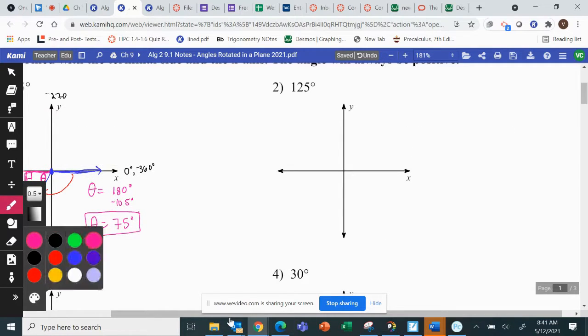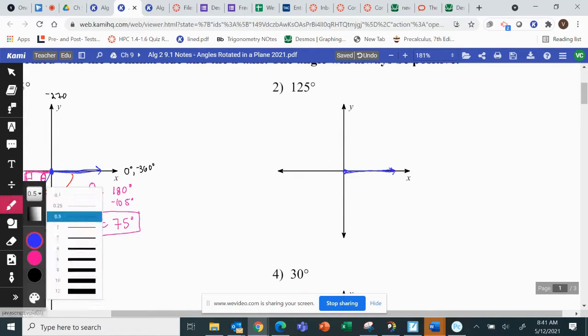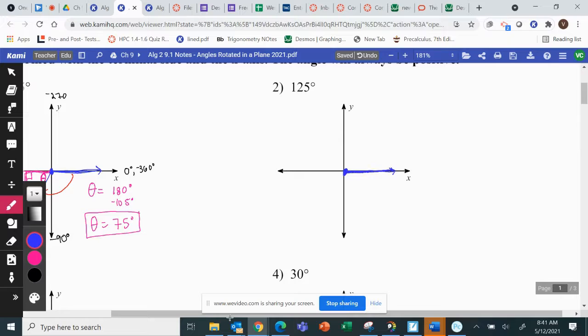All right, so the next one, I'm going to start, and I'm going to look at the angle. Oh, actually, I'm going to put my initial side. Oh, this is thin. That's why I was having trouble. There's my initial side, and then I look at the angle. It's 125. So that's positive. So we're going to go up 125 degrees.